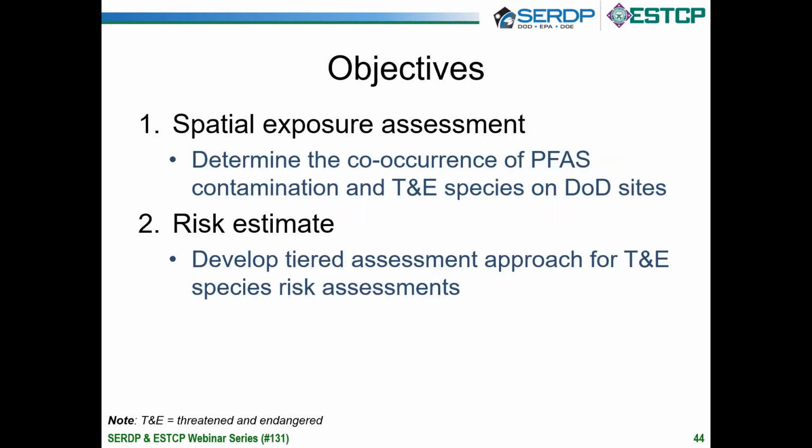Our objectives were twofold. We aimed to develop a spatial exposure assessment of PFAS exposures through determining the co-occurrence of PFAS contamination with T&E species on the DoD sites. This results in a ranking of species based on proportion of impacted habitat. From here, we selected the two species that I mentioned previously, the bald eagle and the northern pine snake, to develop our probabilistic risk assessment.